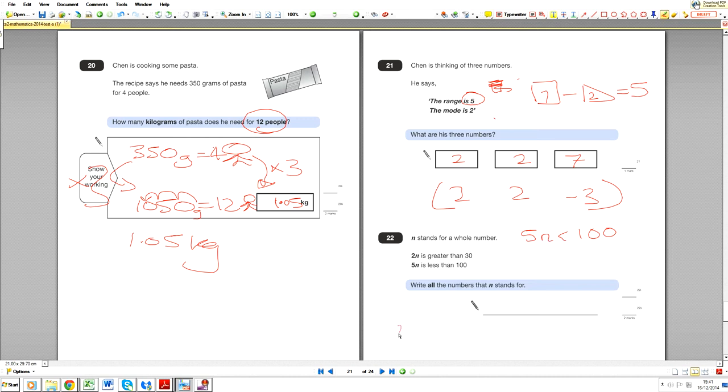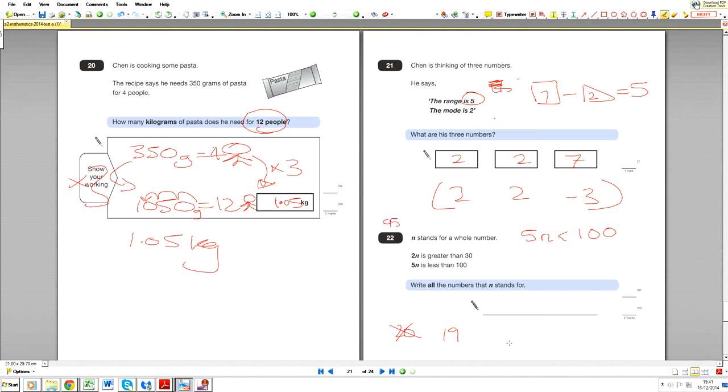So let's have a look at the numbers. 20, we can't use it. Can we use 19? Yes. Okay, so 5 times by 19. What's 5 times by 19? 95. Okay, well done.